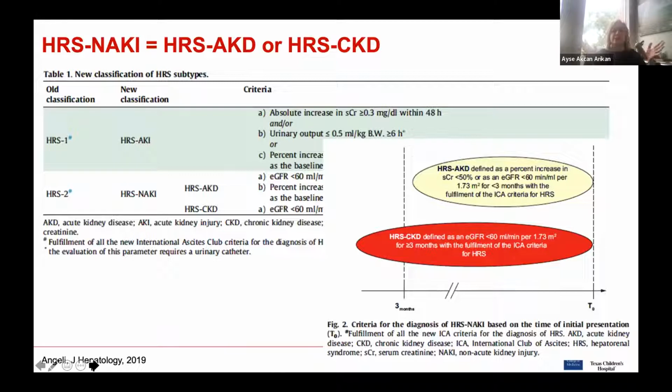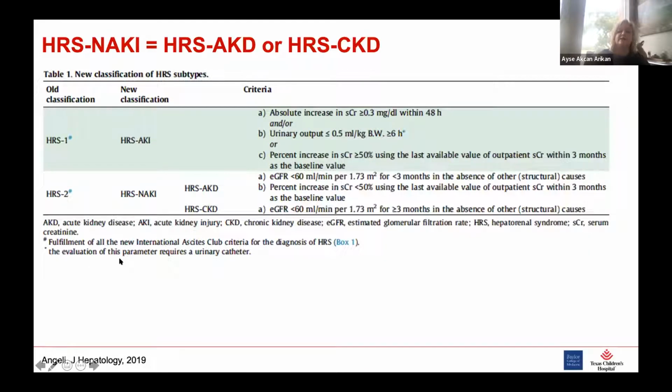So HRS-AKI is within a short period of time. How about HRS with a chronic paradigm? Let's go back for a minute and think through that. HRS-AKD and HRS-CKD are both prolonged kidney dysfunction. One is shorter than 3 months or 90 days, AKD, and the other one is traditional CKD, which is longer than 3 months or longer than 90 days.